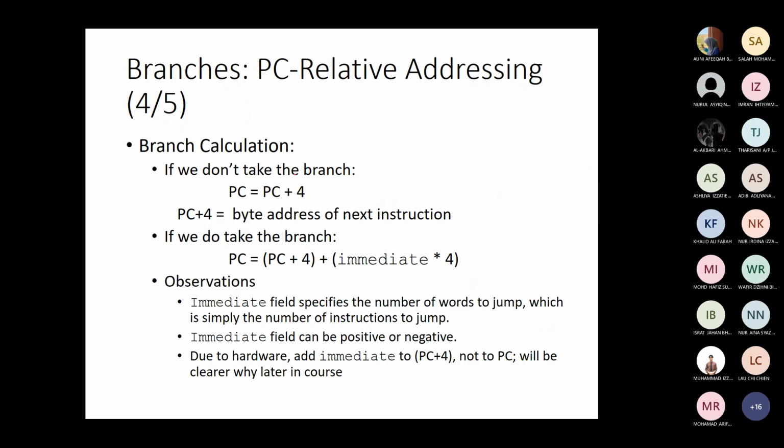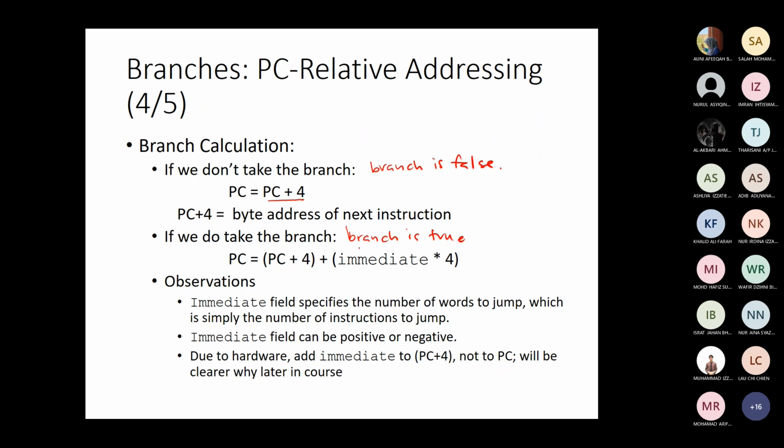For the branch calculation, if we don't take the branch, let's say the condition is false, we go to the next instruction. PC plus 4 means the byte address of the next instruction. Do remember that the execution of instructions is line by line. So if the branch is false, meaning we don't take the branch, then we go to the next instruction.